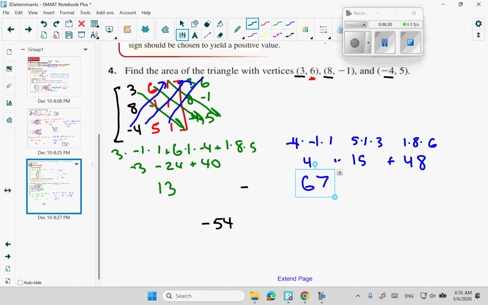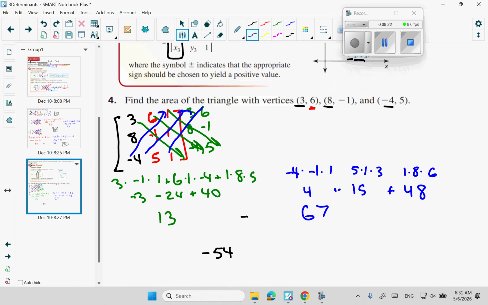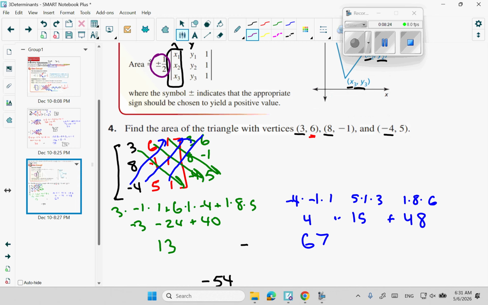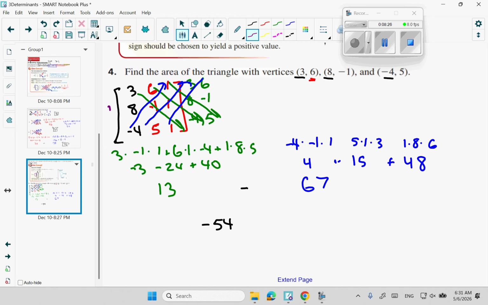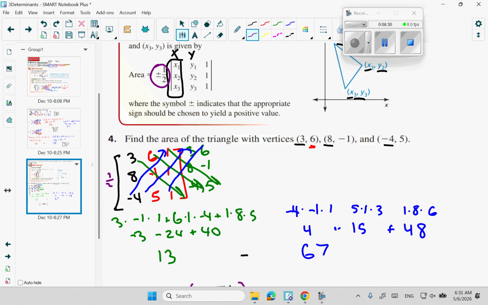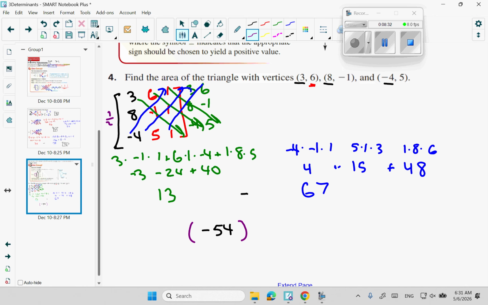But remember, we technically have this 1/2 at the end. Now you'll notice it says plus and minus 1/2. At the end of the day, area is always positive. So I just need to multiply by the corresponding one. In this case, I would do negative 1/2 to make this a positive number. So I would get 27 units squared.